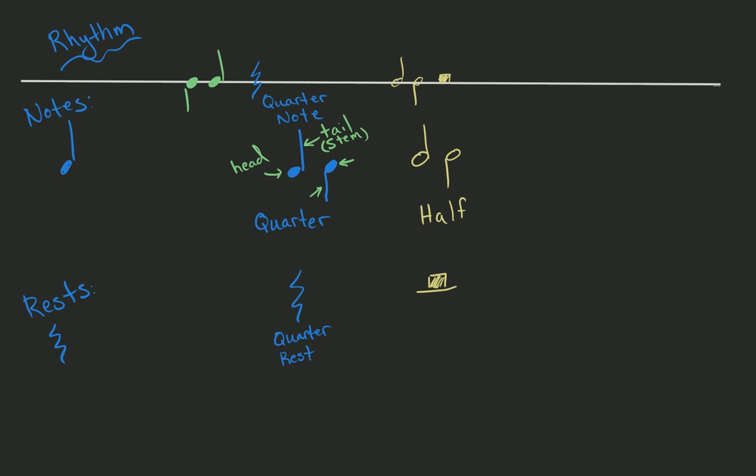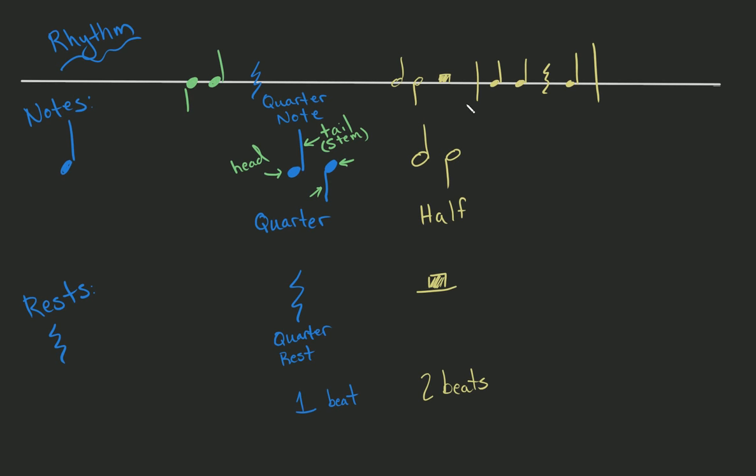Now, if a quarter gets one beat, the half rest would get two beats, right? Two quarters make a half, so this would be two beats. And what does this mean? Let's go with an example here. If I were to take this and make a rhythm, 1, 2, 3, 4, and this is our rhythm, you would go click, click, nothing, click. So notes means that you play.